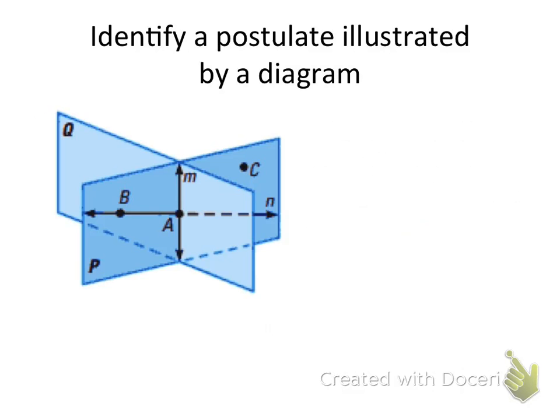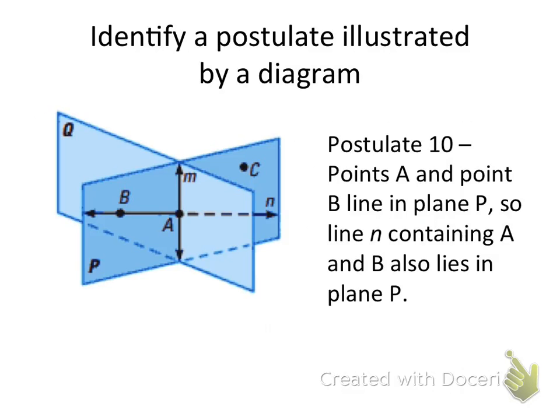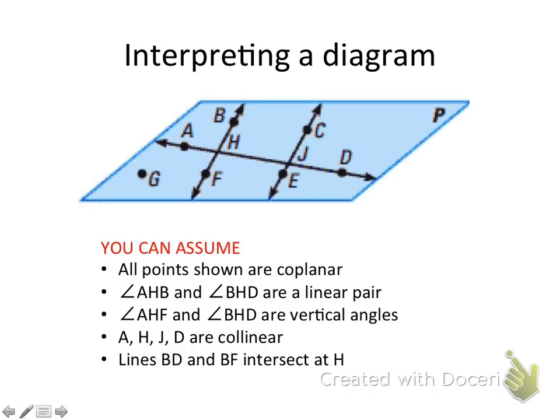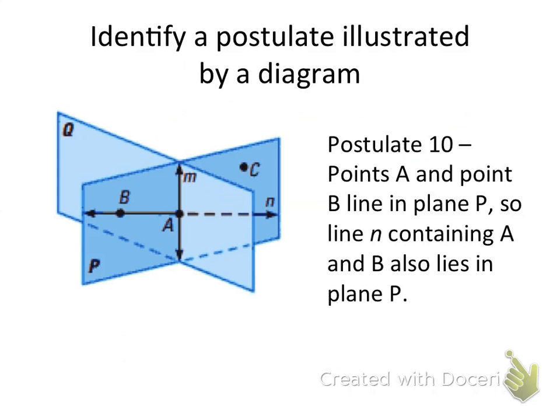That same diagram. Let's look at postulate 10. It says points A and B. There's a line going through points A and B, namely line N. Okay. Sorry about that. If we have 2 points on a plane, then the line going through those 2 points, line N in this case, this line right here, is also in plane P. Kind of makes sense. If the 2 points are in the plane, the line must be in the plane. All right, let's move on.